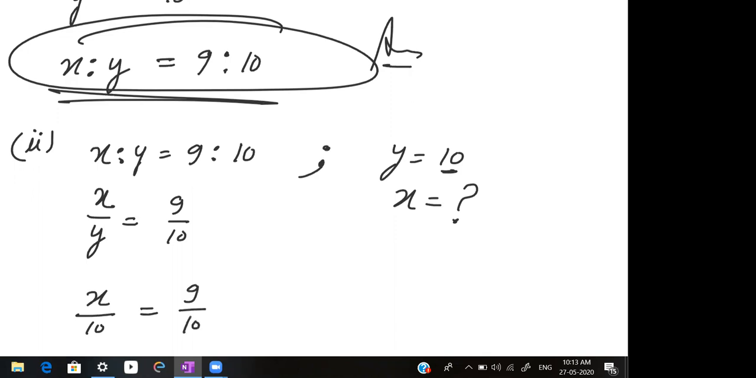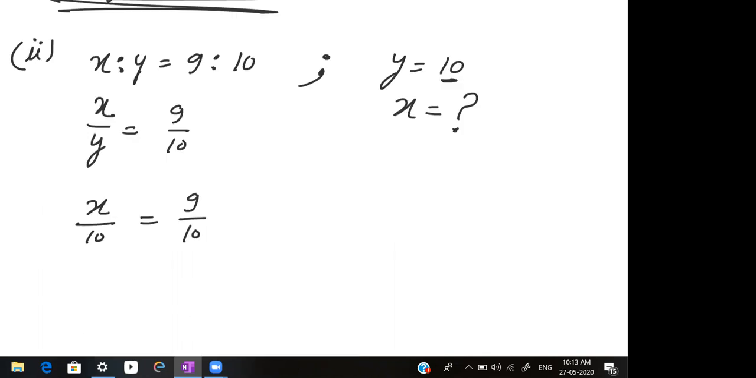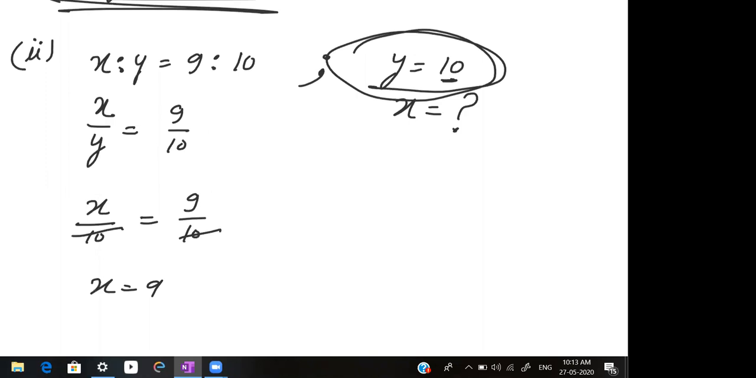Why have I written 10 here? Because the value of y is 10 in the question in the second part. The value of y is 10. That's why I have written 10 here. So 10 cancels each other. x is equal to 9. This is the answer. Okay, now third part.